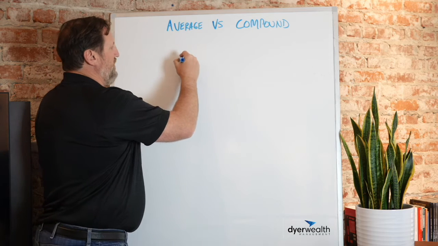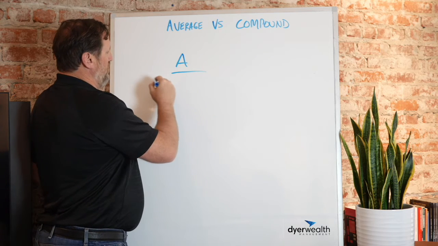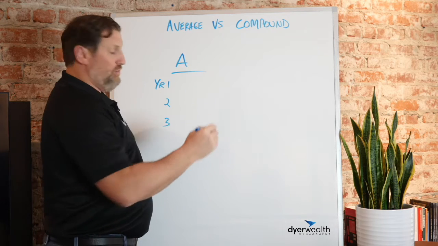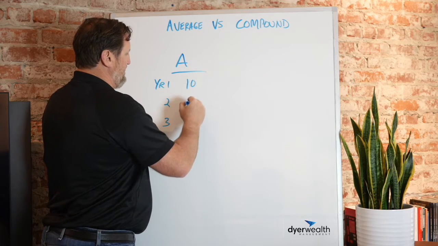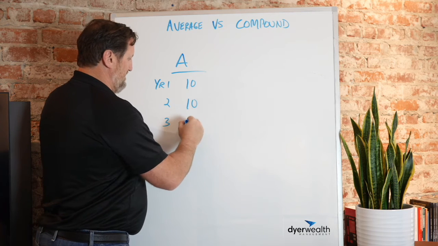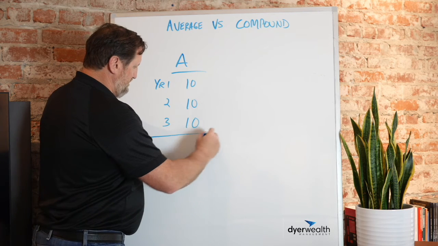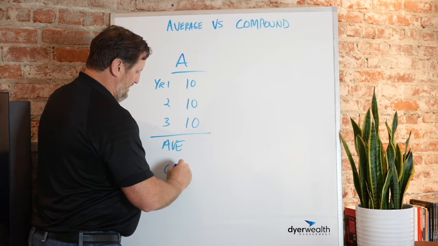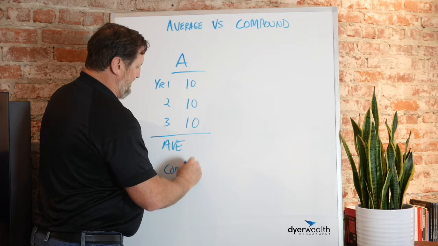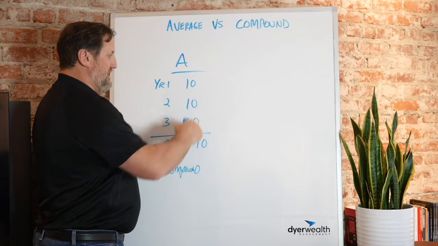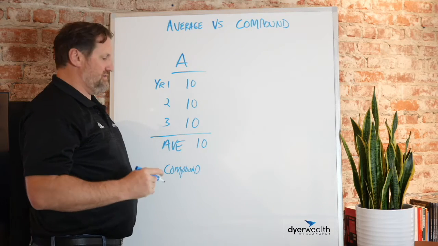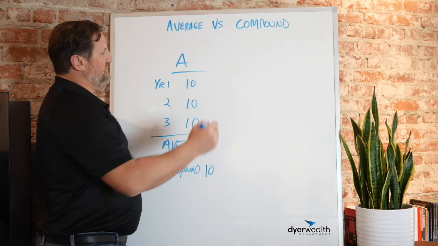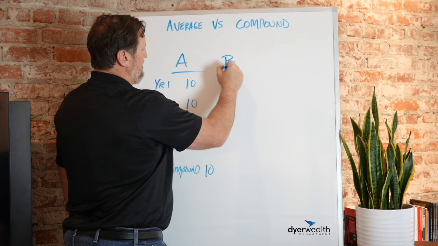Okay, portfolio A. I'll just put year 1, 2, and 3. In year one, it achieved a return of 10%. Year 2, 10%. Year 3, 10%. All right, so this one's a pretty easy one. What is the average return? We know it's 10%. And the compound annual average is also 10%. Well, what happens if we look at portfolio B?